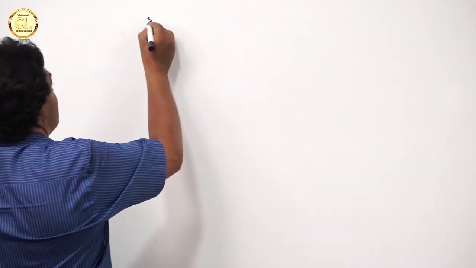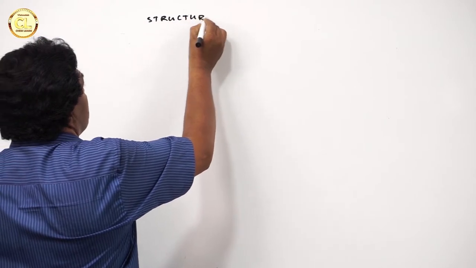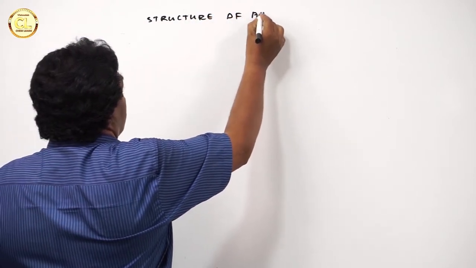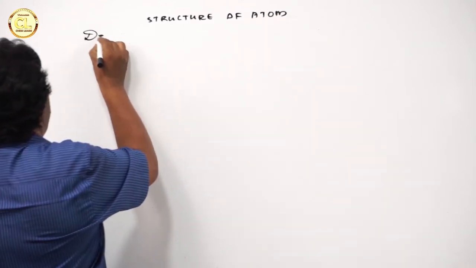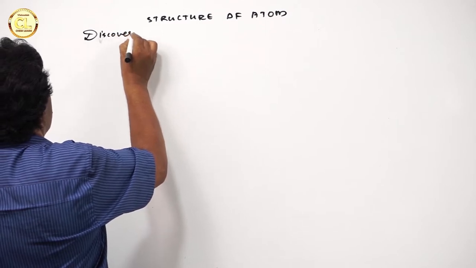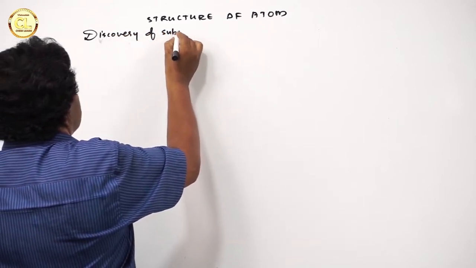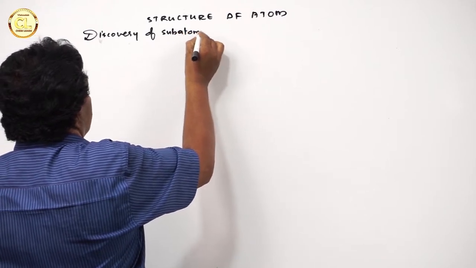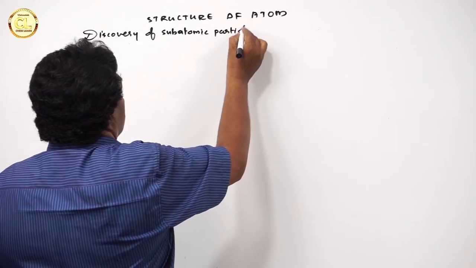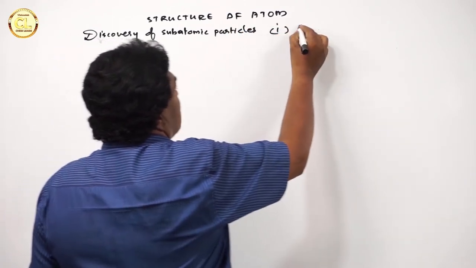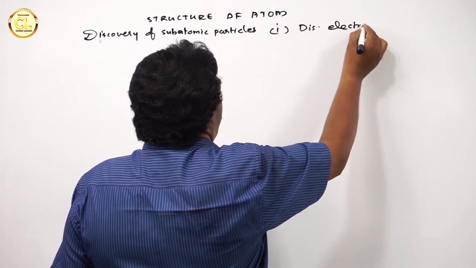Hi, my dear students, we are going to start with a new chapter, the structure of atom. First of all, we are going to learn the discovery of subatomic particles like electrons, protons, and neutrons. Structure of atom. Discovery of subatomic particles. One, discovery of electrons.